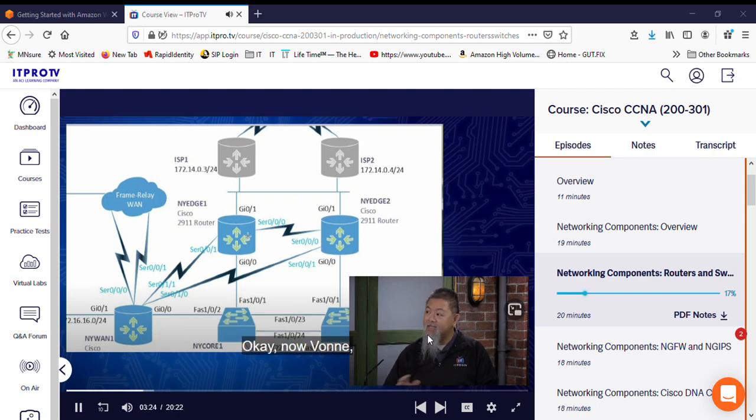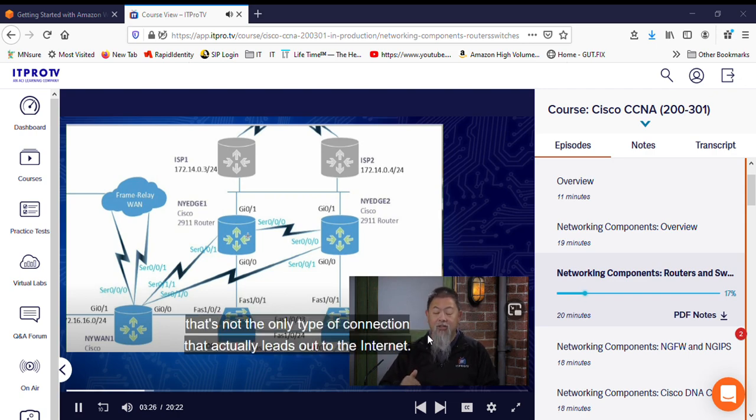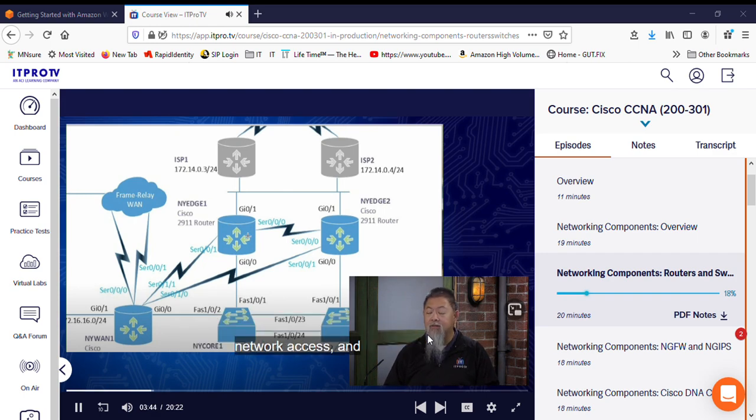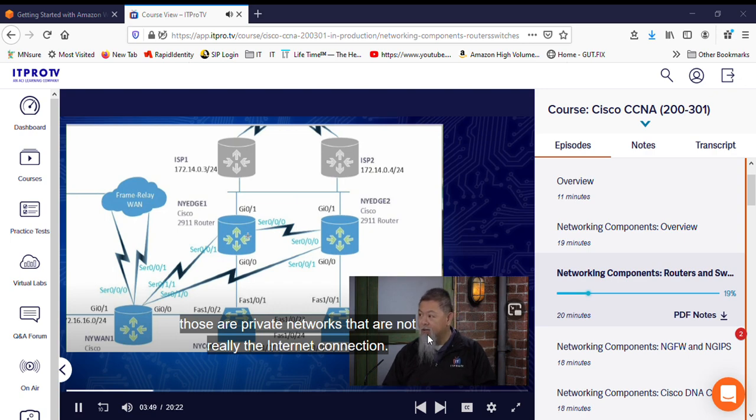Now, Vaughn, that's not the only type of connection that leads out to the internet. Sometimes we have other routers that can connect us into other types of service providers that are out there, what we call our WAN, the idea of our wide area network connections. And those may be connecting to many different types of wide area network access. And those are private networks that are not really the internet connection.